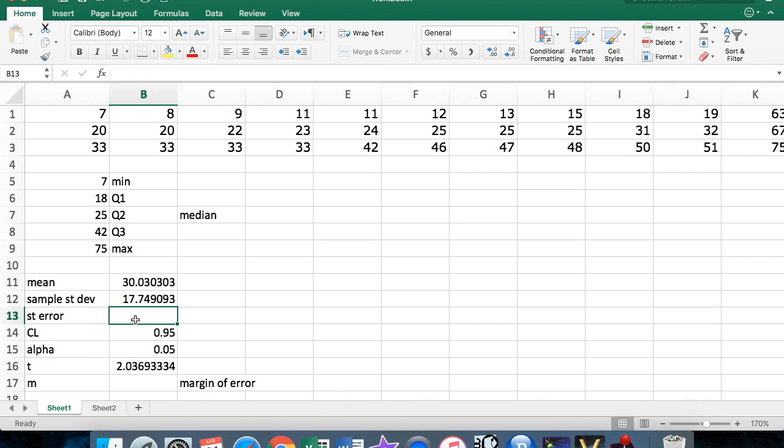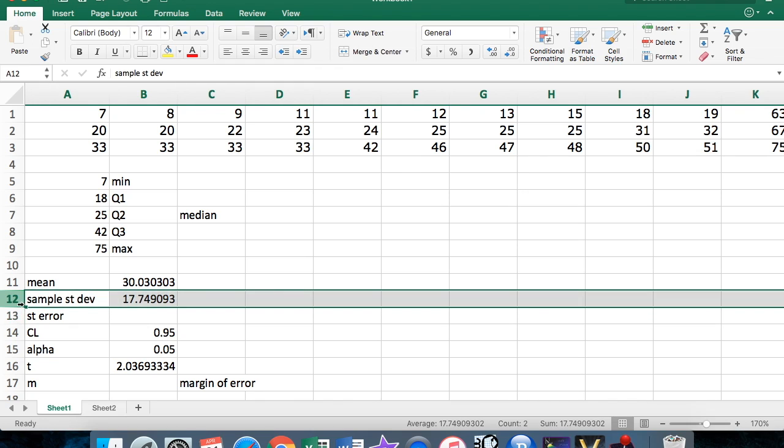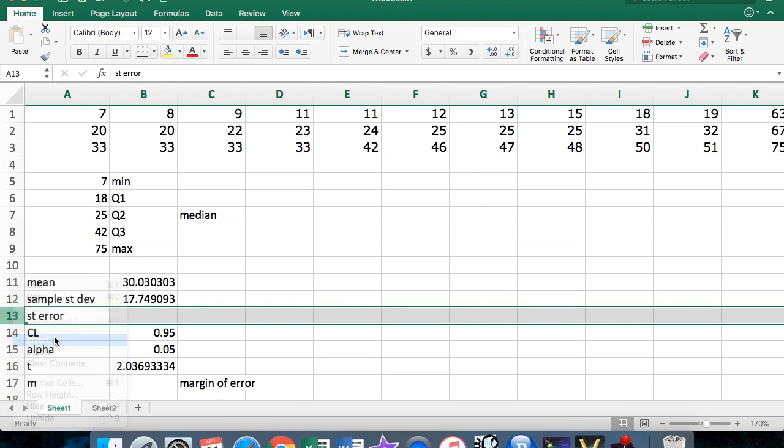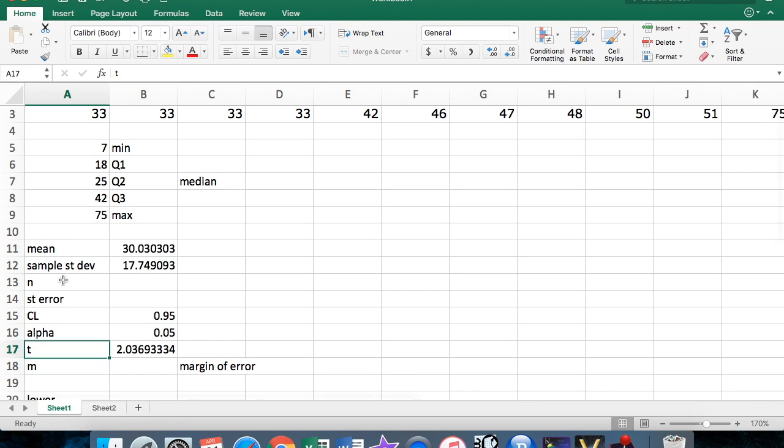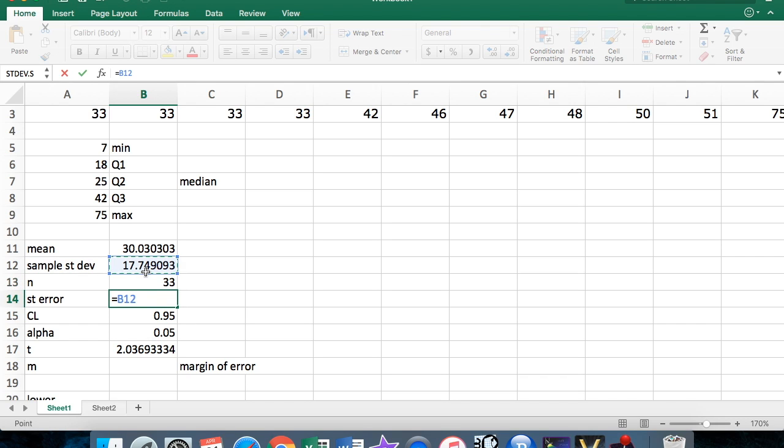Now our standard error. I probably need to put my n here too. You can tell I was not expecting this problem. It's kind of a mess. But this is what you need: your mean, sample standard deviation, your n, standard error, then your confidence level, alpha, and your t-score, and then we can find our margin of error, right? Thankfully you don't have to memorize the margin of error formula. It'll be given. All right, here we go. n was 33. My standard error is my sample standard deviation divided by the square root of n, right?